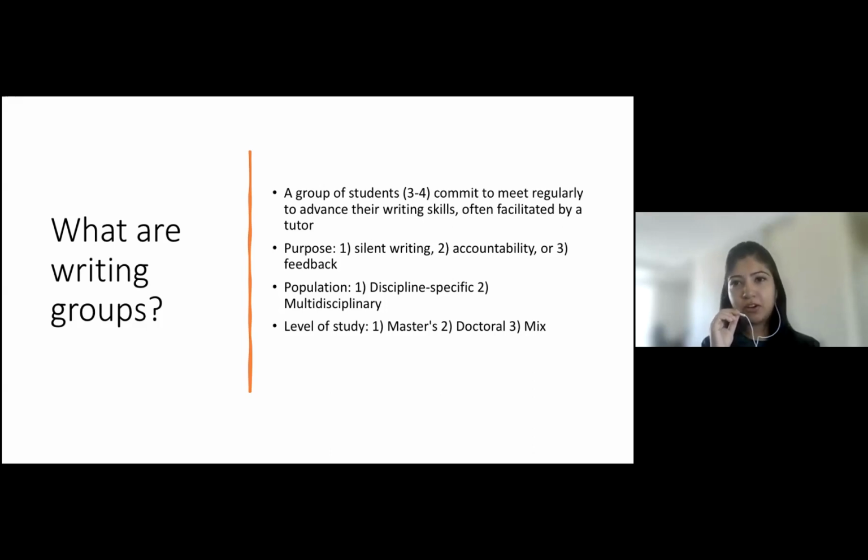Or they could be feedback groups. That's what I am working on. These are groups where the students meet together and they give feedback to each other on their writing. You can also mix and match these. Population of these groups, again, it could be discipline specific, so all the students belong to the same department, or they could be cross-disciplinary, so students from different majors, different backgrounds, they form a group together. Or it could again be a mix of both, so their level of study could be master's, doctoral, or you could have a mix and match of both.